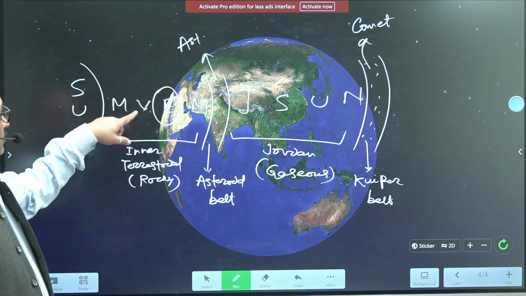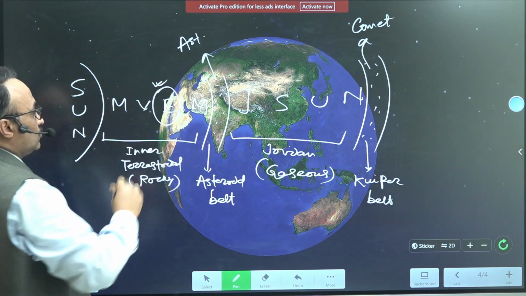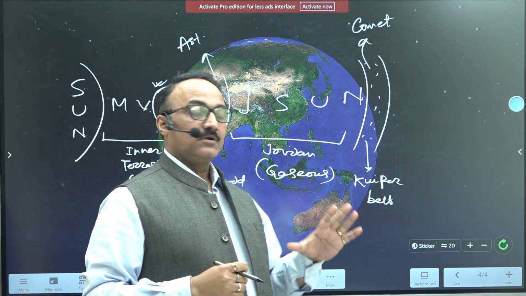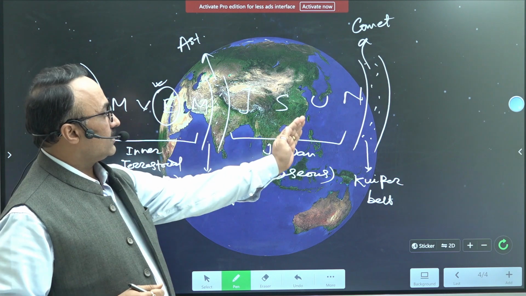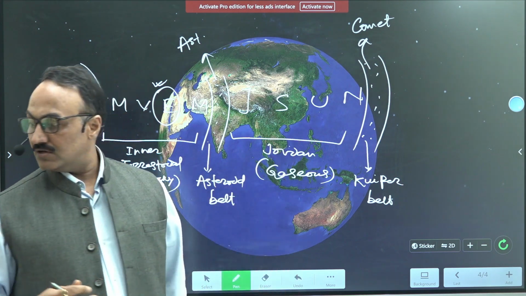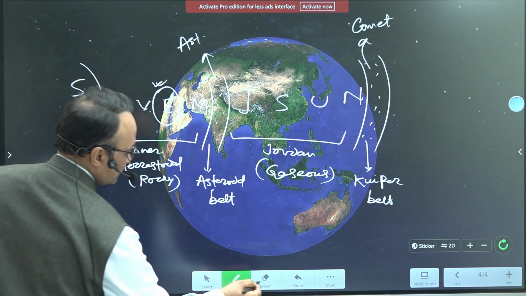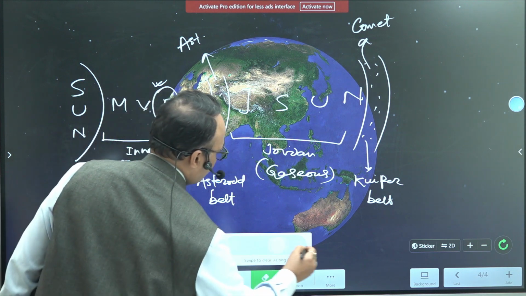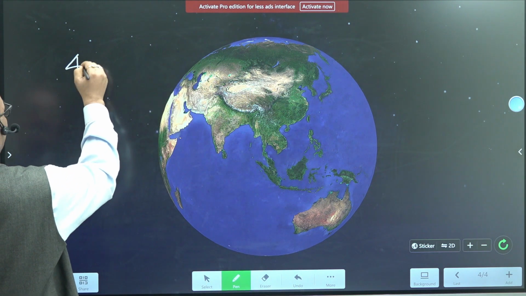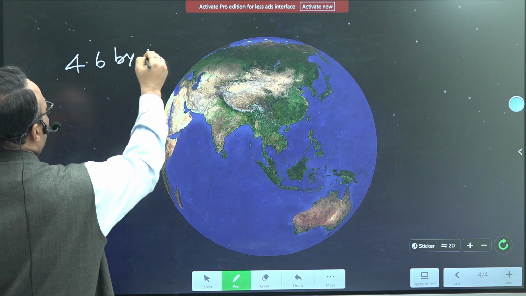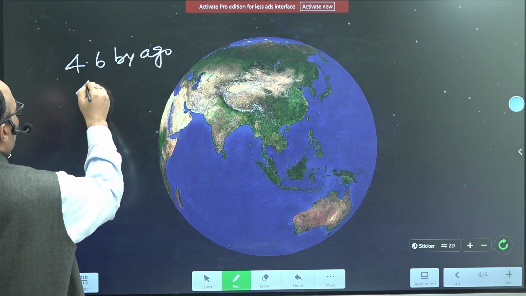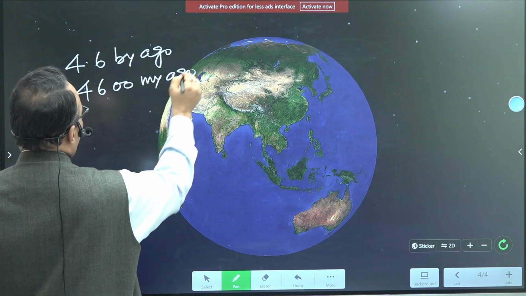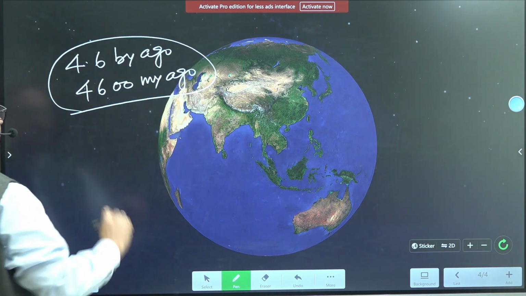Now we will go through our Earth in detail. So you understood how it originated. According to the nebular hypothesis, it was the nebula from where every planet emerged over a long duration of time. The origin is considered to be around 4.6 billion years ago, that is 4,600 million years ago. This is the age of the Earth.